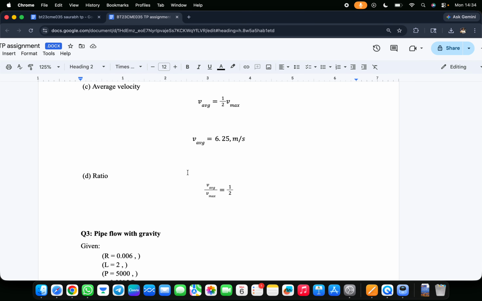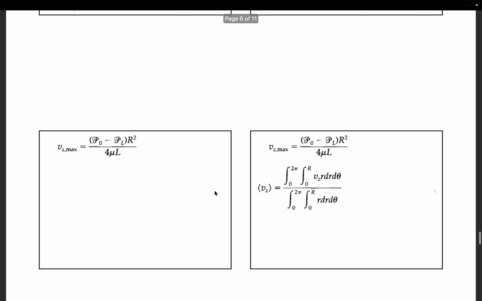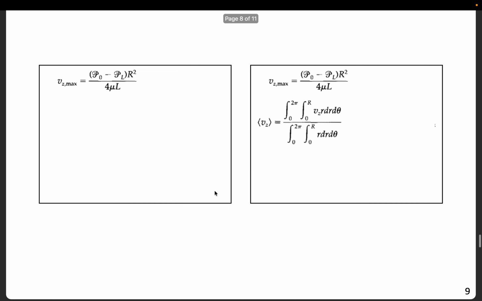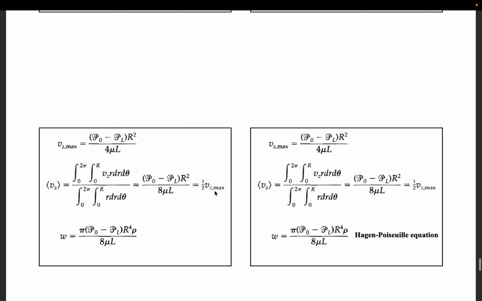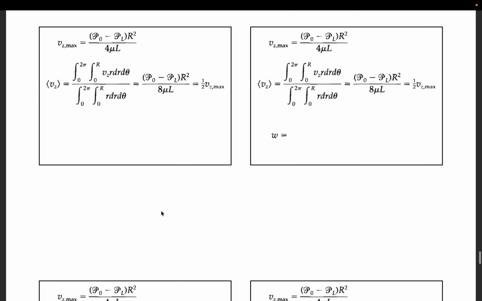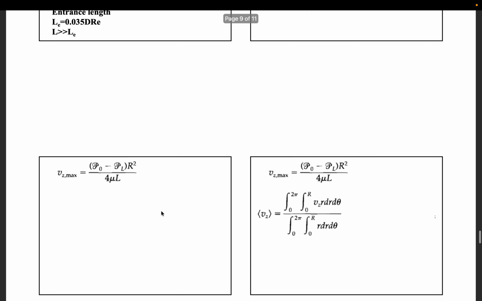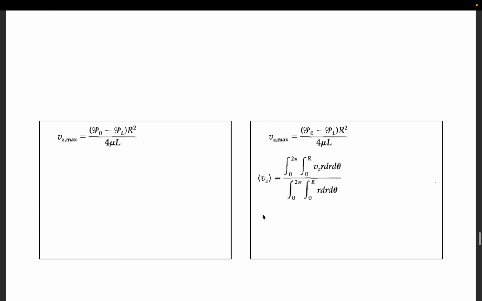Now average. How to calculate average velocity? We will see how to calculate average velocity in a cylindrical system. What is the definition of V average? V average will be flow rate upon area. Velocity, what will be velocity? Flow rate upon area. So here it will be Vz.